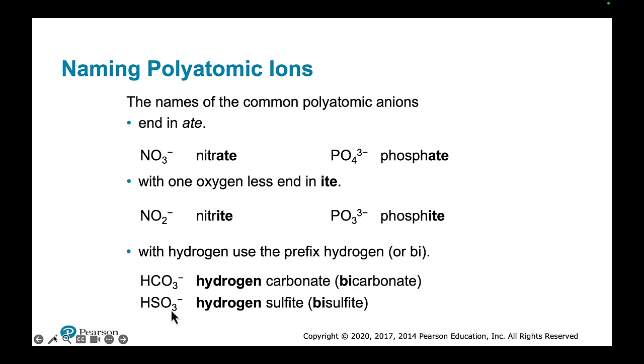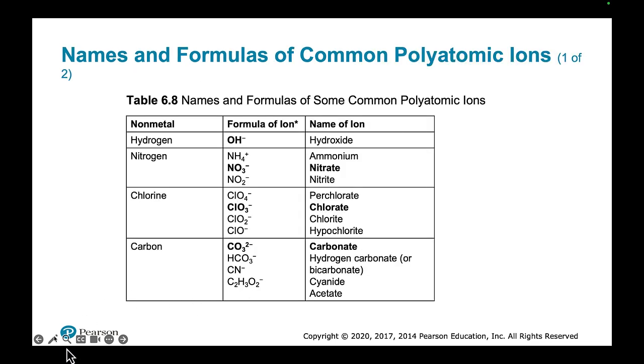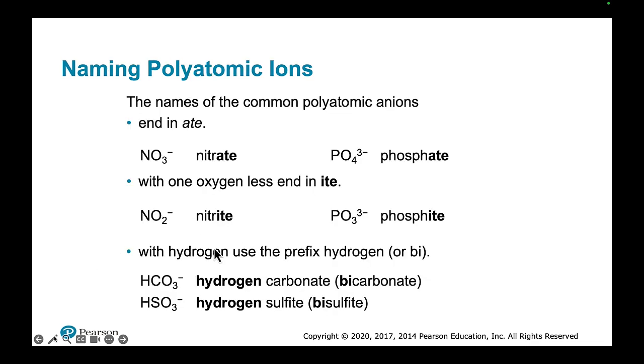So right here, you can add a hydrogen onto the beginning of these and use the prefix hydrogen or bi. So HCO3 minus, we would call hydrogen carbonate. So CO3 2 minus is carbonate. You throw an H on the front. When you add that hydrogen, the charge goes up by 1, and you call it bicarbonate. This would be hydrogen sulfate or bisulfate.